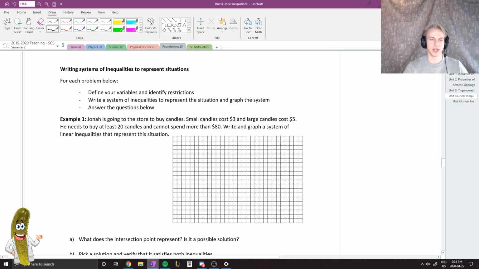So I'm going to walk you through a bit how I would approach this word problem, how I would look at this if I were a grade 11 student, and then I would go from there. So the steps that we've been given here are define your variables and identify restrictions, write a system of inequalities to represent the situation and graph the system, and then answer the questions below. So the last thing that we do is answer the question.